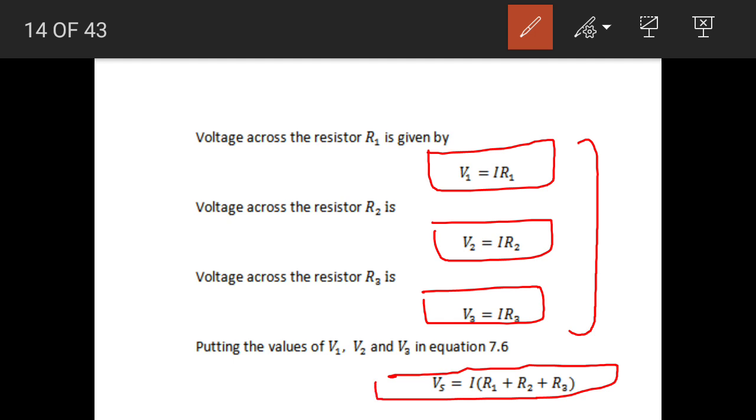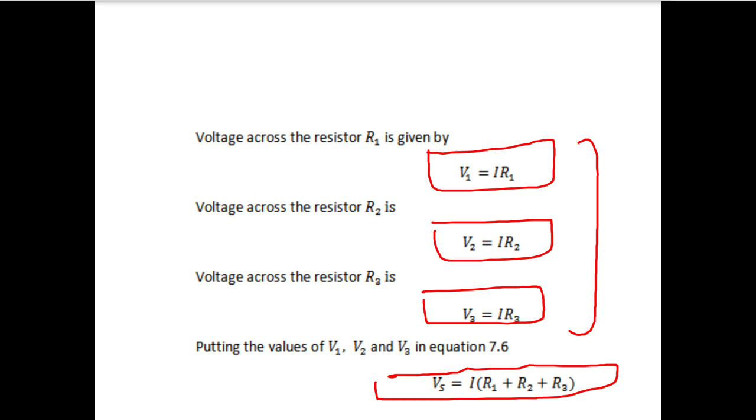Vs will be equal to I into R1 plus R2 plus R3, where R1 plus R2 plus R3 is the total resistance of this series combination. So you can calculate the total resistance of this series combination if the current in this series combination is known and the voltage across the source is known. Similarly, if the total resistance of the circuit is known and the voltage across the source is known, you can calculate the current.